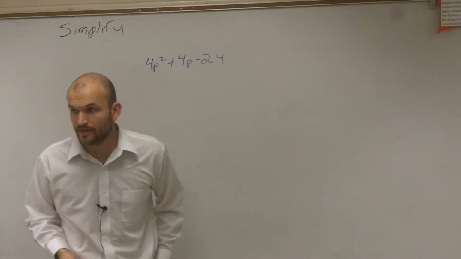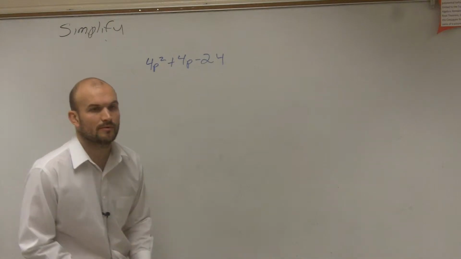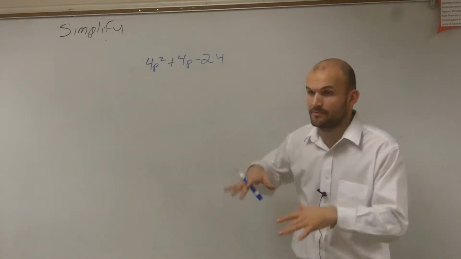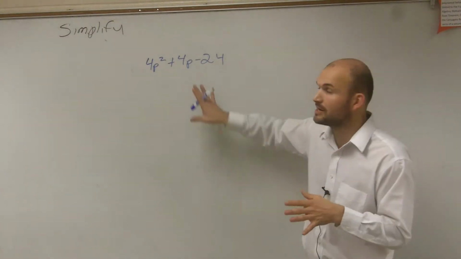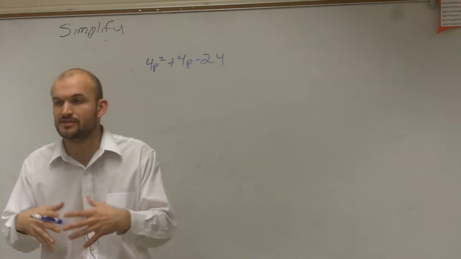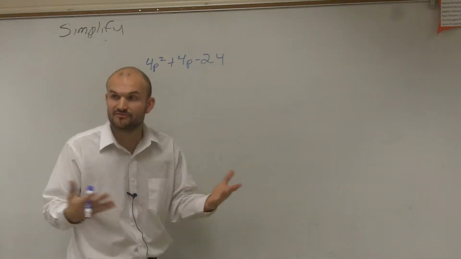So for this problem, what I have is 4p squared plus 4p minus 24. What we're going to want to do for a problem, remember guys, we're trying to factor this. So this problem simply just says factor. If you guys remember factoring, it just means writing it as a product of its factors.